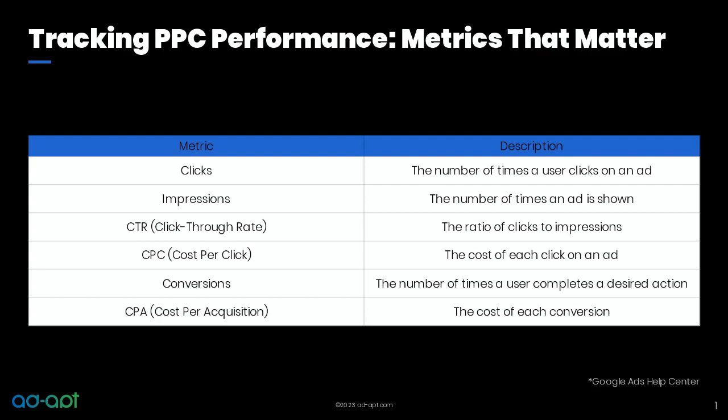Conversions, we've alluded to this before. This is the most important metric to set up properly, as it involves an actual technical configuration. You have to go into your website and set up what's called a conversion pixel or a conversion tracking pixel, which is going to notify Google every time someone performs that key action.